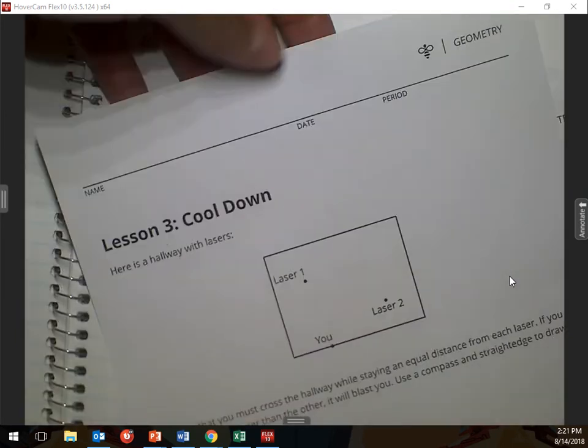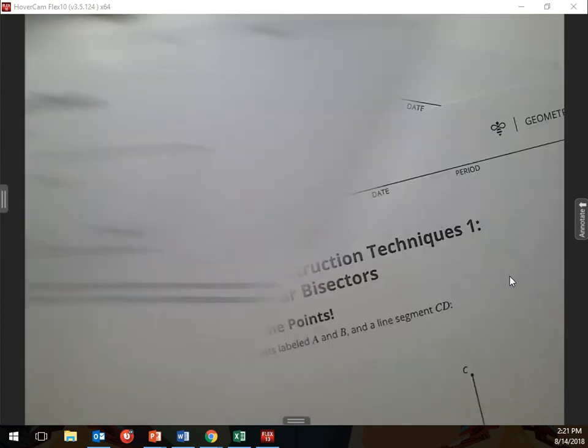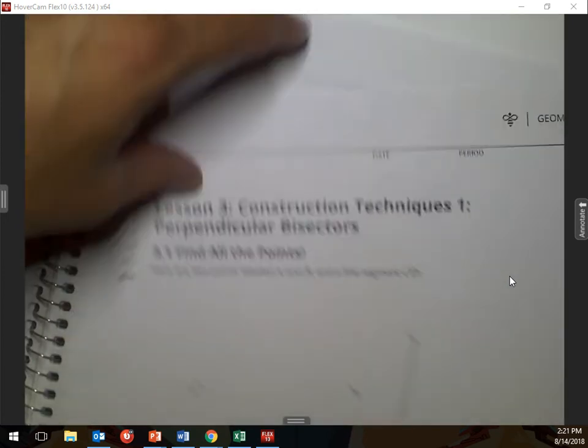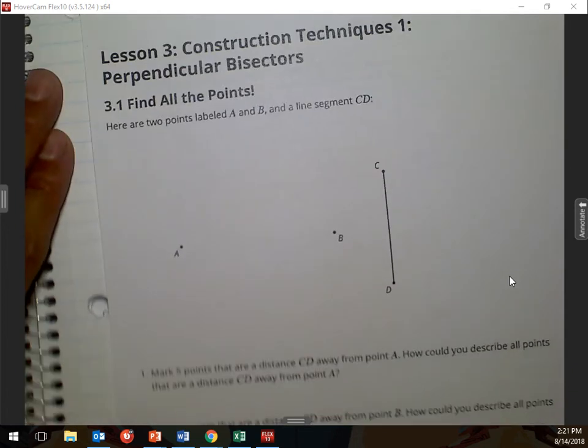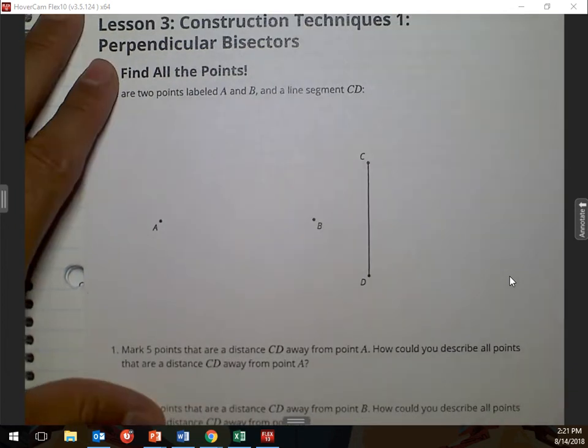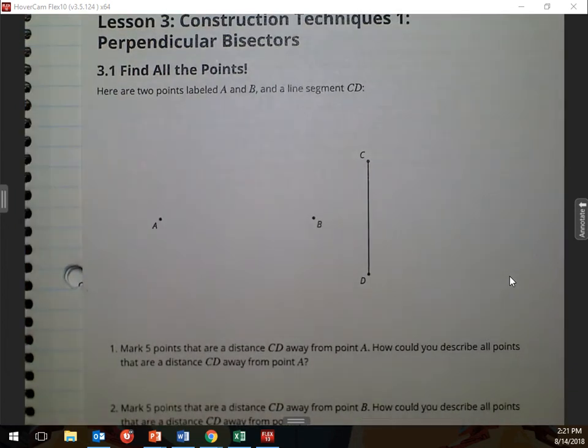Now I'm gonna start. Cooldown's gonna go last, so I'm gonna set that aside. I'm starting with 3-1 here. All right, so everyone has their compasses right now, right? Very good. Y'all paying attention right now, right?